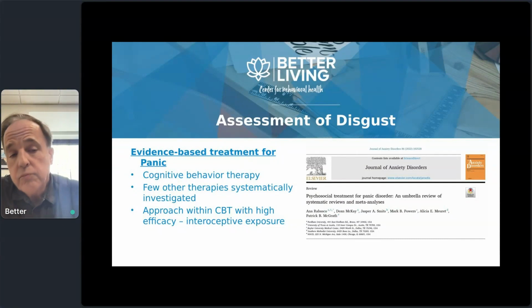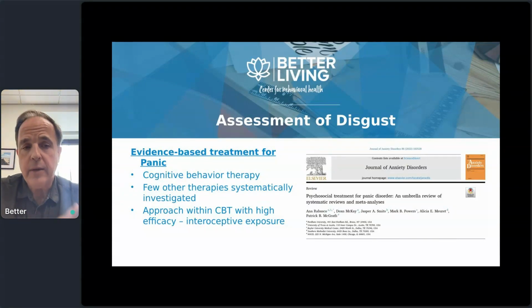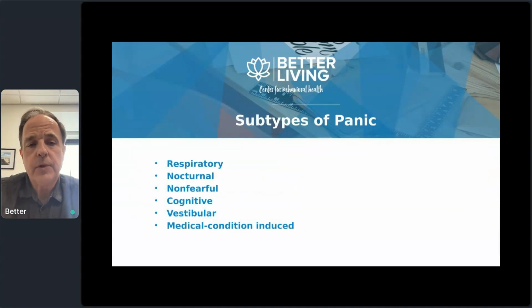Now, that leads to some challenges. Like, well, what is it that you're going to do to bring about those physiological reactions, and how can you do it safely? So it immediately raises some questions that many clinicians need to wrestle with. So let's think about this from the different kinds of subtypes. Here are the identified subtypes of panic. Other than the medical condition induced one that is last, the first 5 that are listed here have been consistently identified in the empirical research.